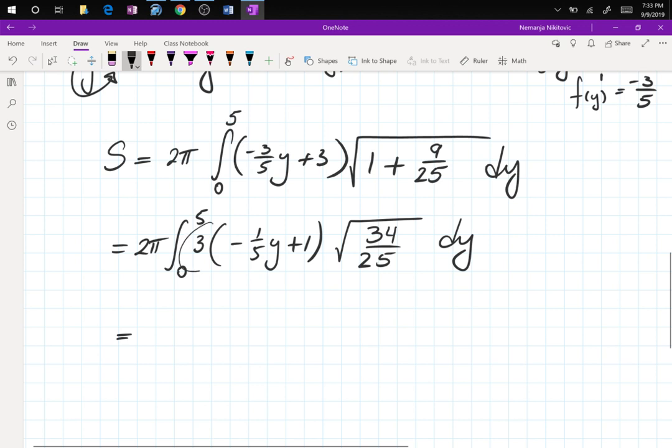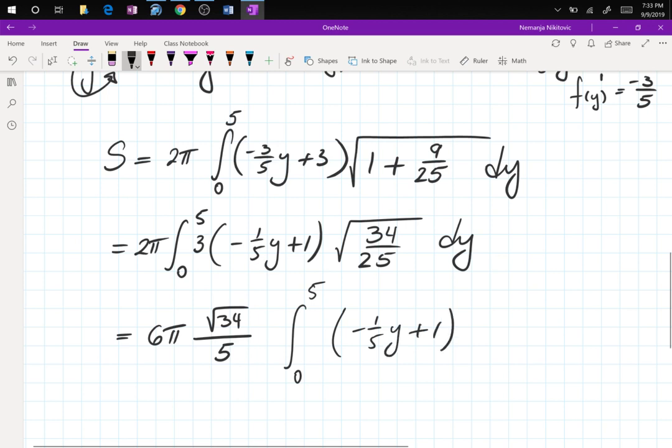I'm going to kick all of the constants outside. Those are the numbers. So kick them all out. It becomes 6 pi times square root of 34 over 5. Now I took the square root of 25. You see that the square root is not extending down anymore. And all I have to integrate here from 0 to 5 is this negative 1/5 y plus 1 dy. That was a nice one.